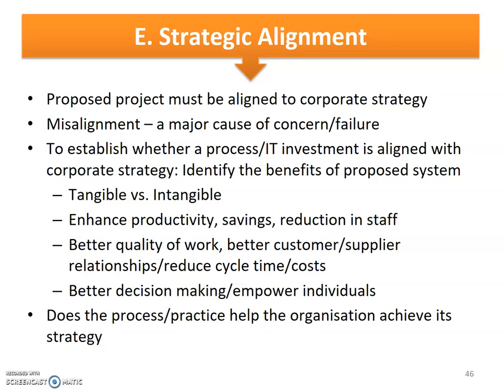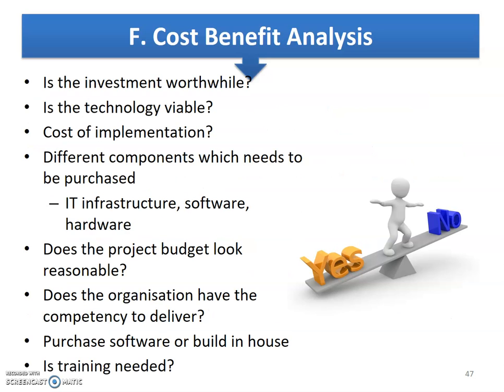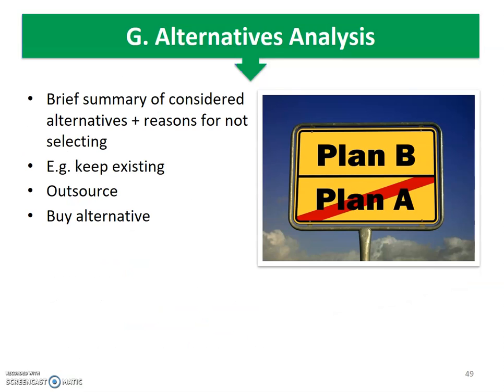The strategic alignment: how does this project help the organization achieve its strategy? Look at part F, which shows the cost benefit. Is the technology viable? Does the project look and feel right? How does the project budget look, and is it reasonable? Does the organization have the competency to deliver? Do we use purchased software or build in-house, and is training needed?